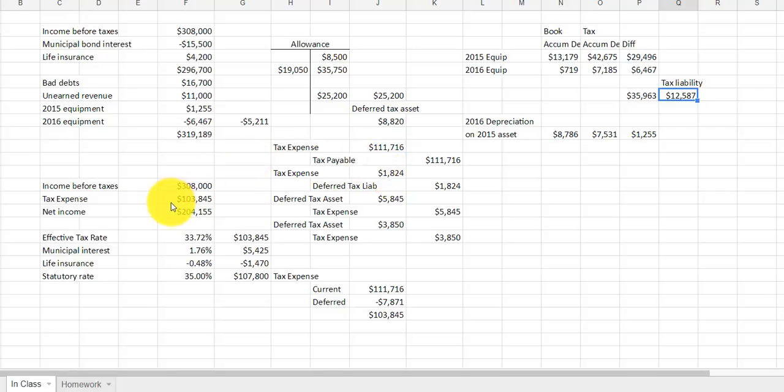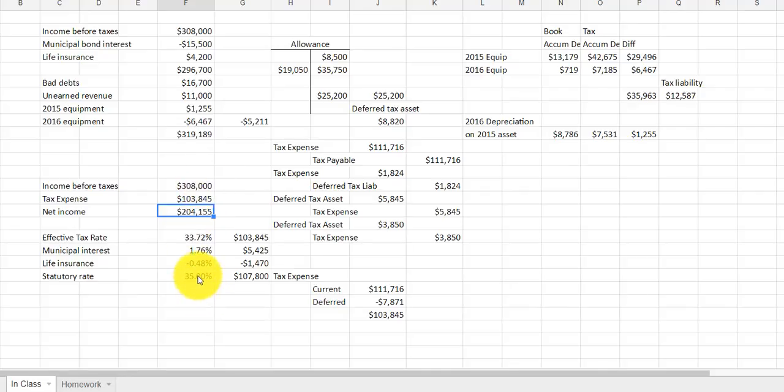Total tax expense then, between all of those journal entries, all of the debits and credits to tax expense, gets us 103,845. Net income is then 204,155. We subtract the tax expense. And then we have an effective tax rate, just like we did before, of 33.72%. That's our 103,845 divided by the 308.